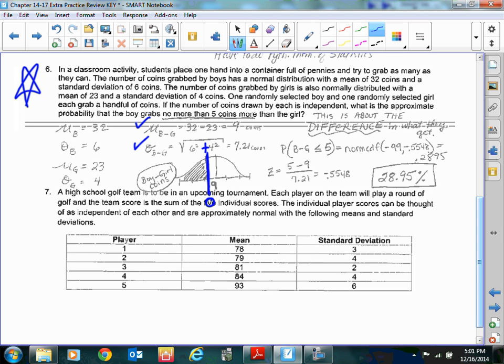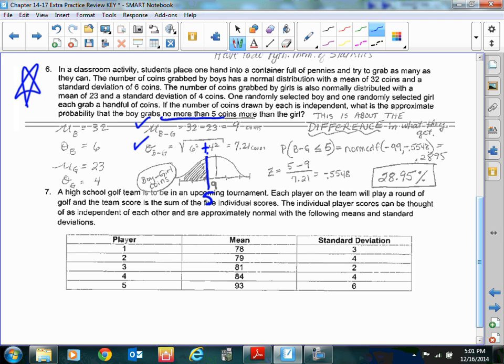You know, actually, that's not true. It says, what's the approximate probability that the boy grabs no more than 5? Okay, interesting. So instead of this being where one is more than the other, it's talking about the difference between them being 5. So you want to find the location where the difference between them is 5.